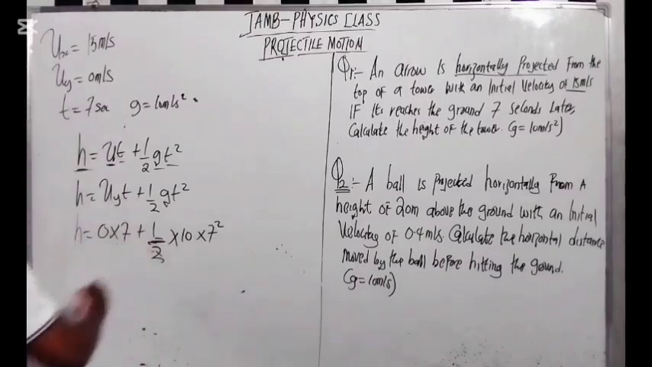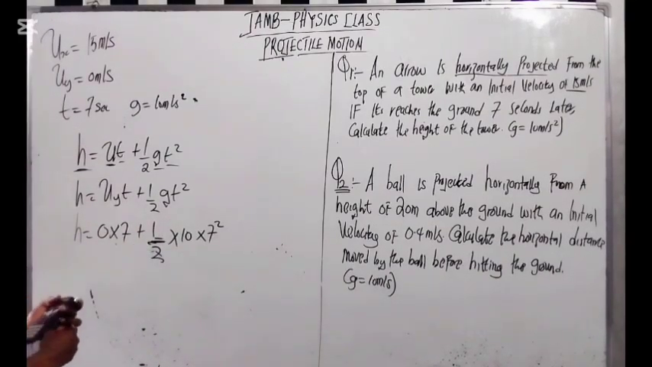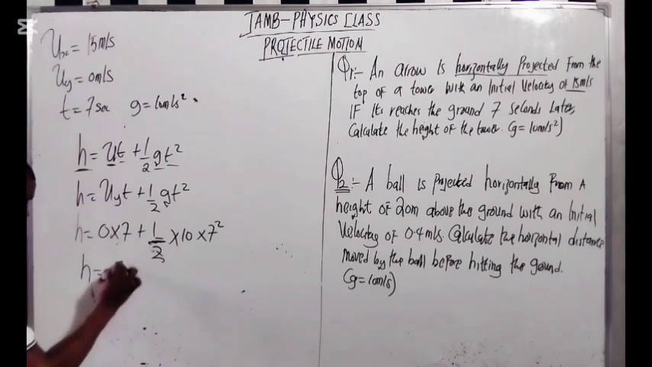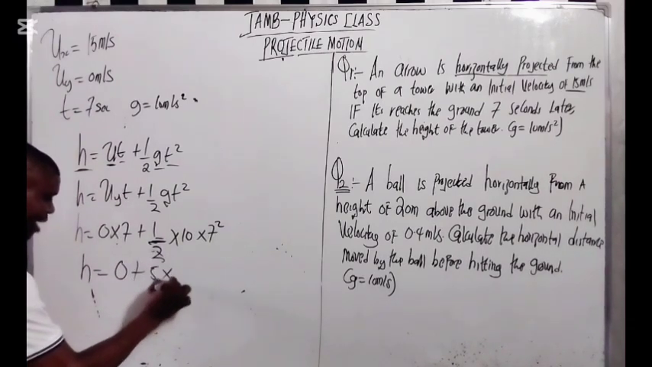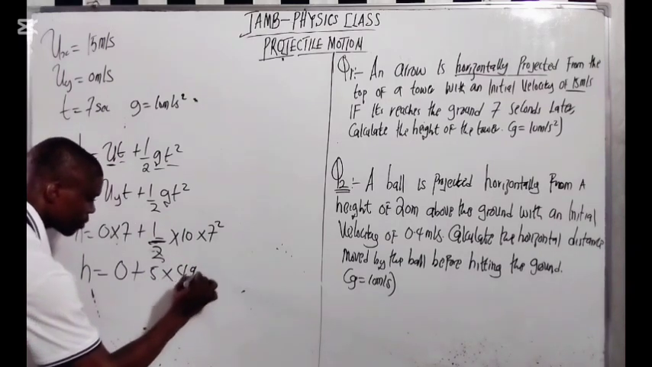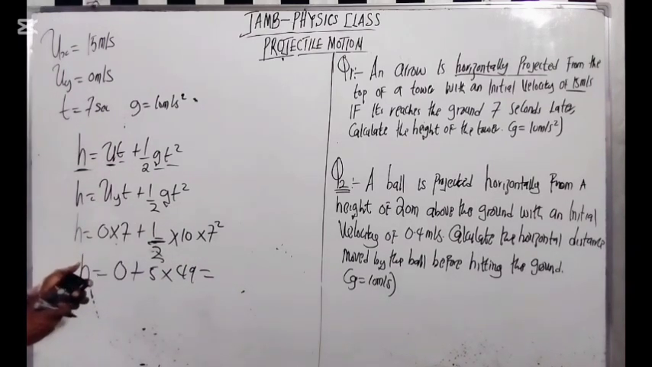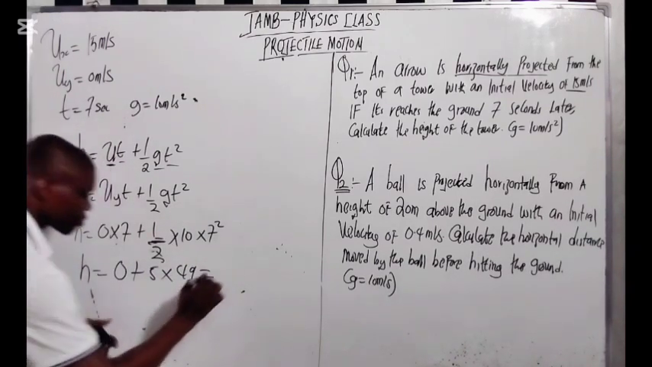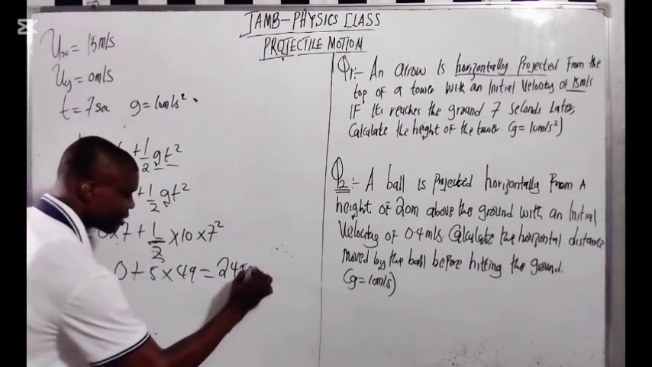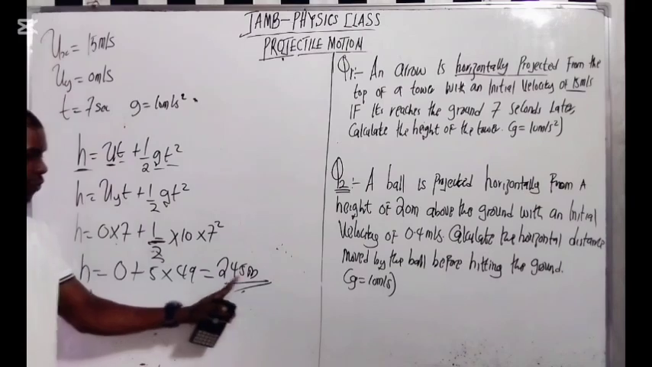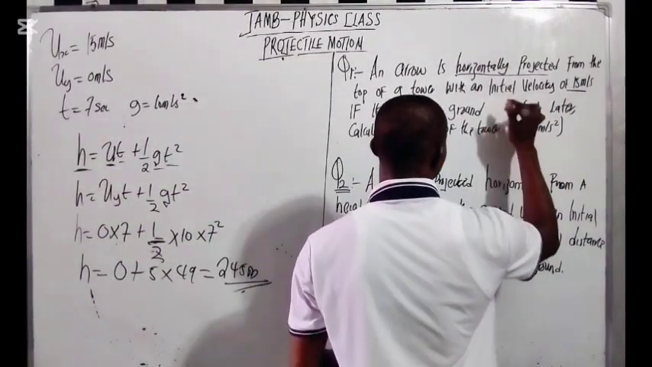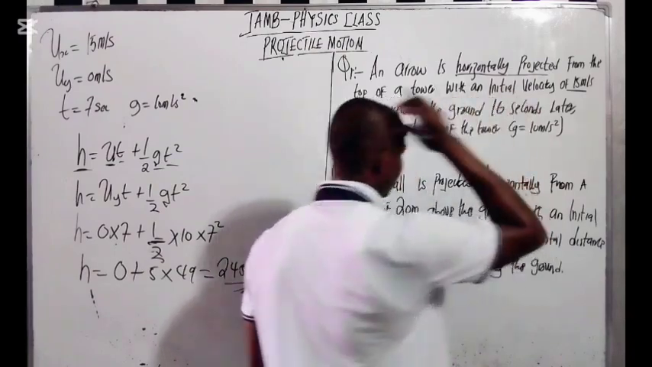So remember, this one is going to be 0, right? This one is going to be 5. So h equals 0 plus 5 times 7 raised to power 2, which is 49, right? 49 times 5 is 245 meters. That is the answer. 245 meters. Now let us say we change the value here to be 16 seconds.